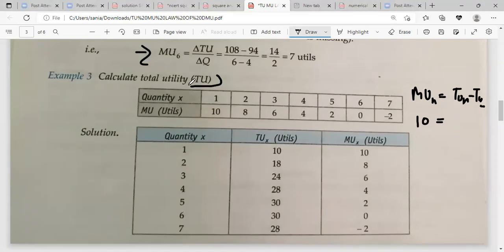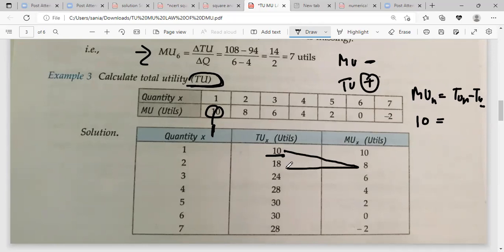See, over here you have to find TU. The easy method is that, obviously, if MU is given, the first unit will be the same. It will be 10, right? So it's very easy. When you have to find MU, you will subtract. But when you have to find TU, you are going to add. So it is like zigzag. The first one will be the same, then you will add 10 to 8. Yes, ma'am, I know this.